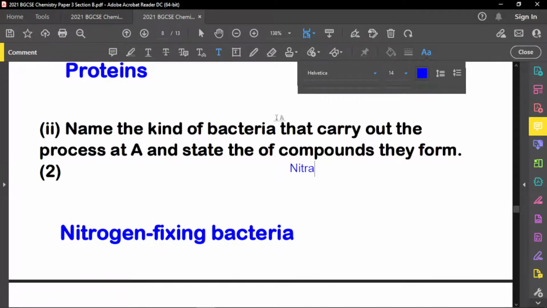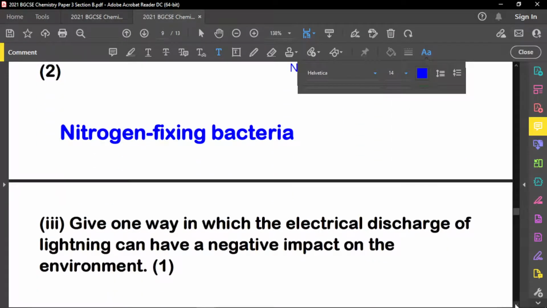Just to make a note of that. So they form nitrate compounds, and the nitrate compounds they will use to make proteins. Or actually, they form amino acids, which are then used to make protein.